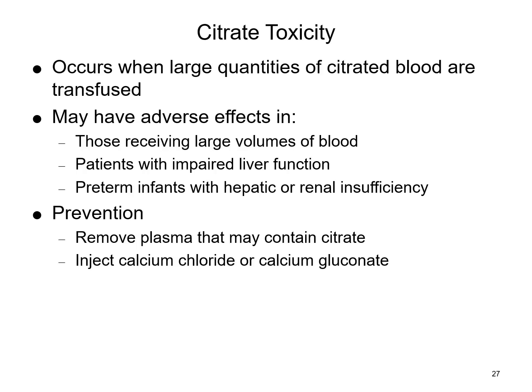Citrate toxicity. This happens when a large amount of citrated blood products are transfused. When that happens, patients can have impaired liver function, and preterm infants with hepatic or renal insufficiency are at risk if they're transfused a lot of products. To prevent it, you remove the plasma that contains the citrate, or you can give calcium chloride or calcium gluconate as a treatment.